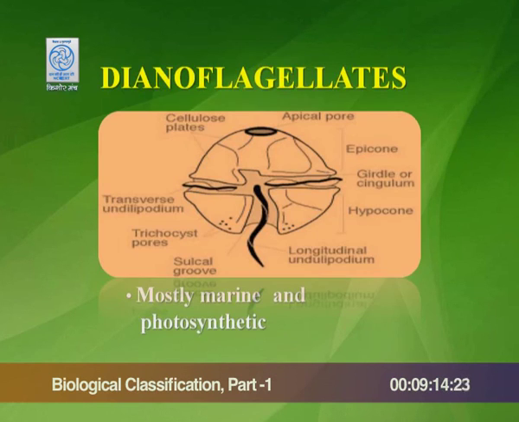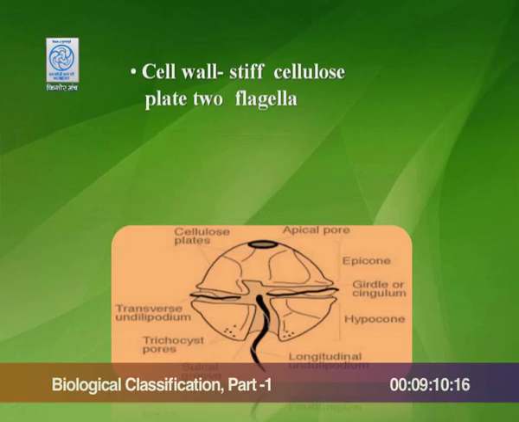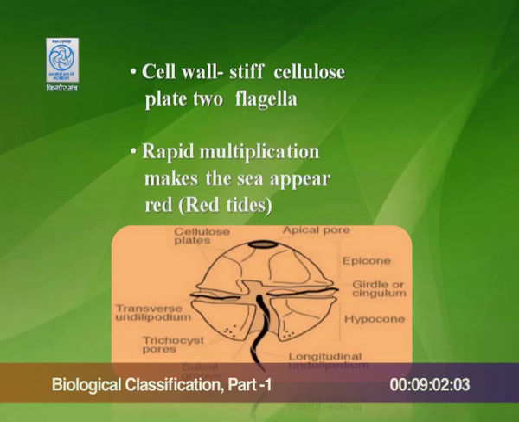Dinoflagellates, they are mostly marine and photosynthetic. Cell wall has a stiff cellulose plate. Presence of two flagella. Rapid multiplication makes the sea appear red, which is referred to as red tides. At times, they multiply rapidly and make the sea toxic, which makes the survival of other marine animals very difficult.